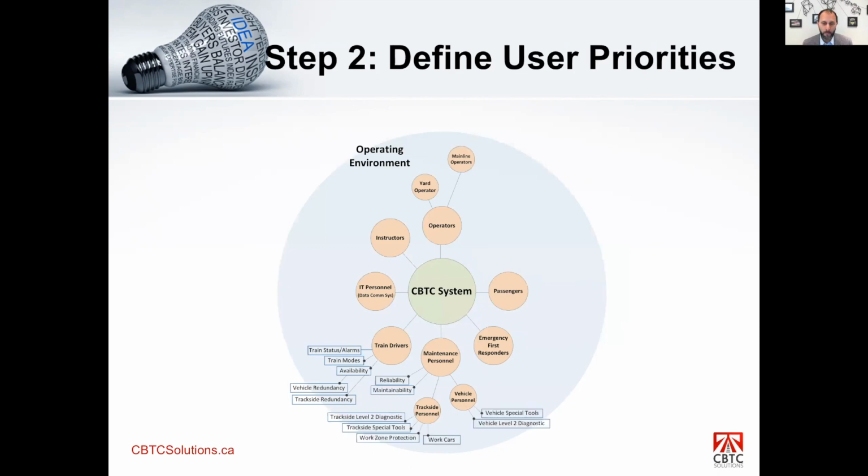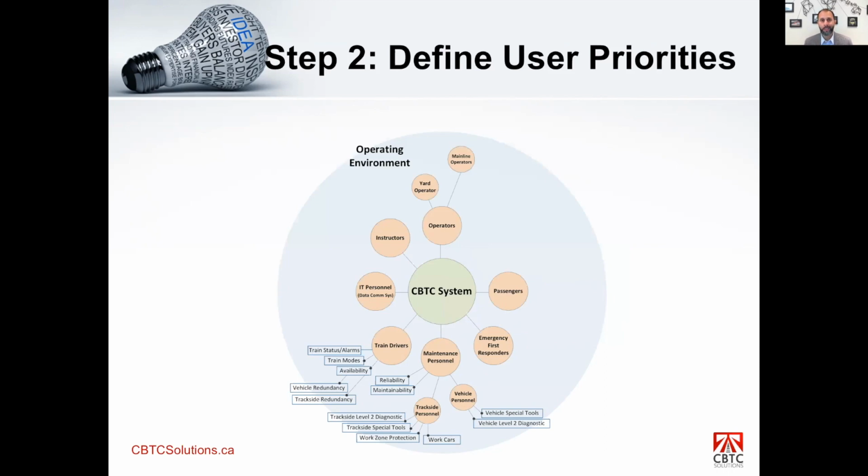For maintenance personnel, they're concerned with reliability and maintainability. If we look at the trackside personnel, they're concerned with level 2 diagnostics. Level 2 diagnostics is my term. I defined it in a white paper I wrote on the 7 key CBTC functions transit operators should understand. You can download that white paper from my website, and it goes into more detail on what that actually means. But the point here is they need diagnostics. They need to understand if there is a problem, where it happened, and to isolate it and localize it so they can get to it as soon as possible.